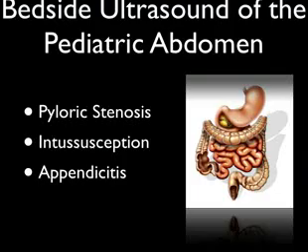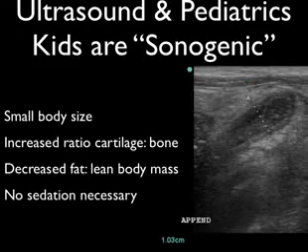So I'm going to go through how we can use it in the pediatric abdomen now in terms of 3 potential diagnoses: pyloric stenosis, intussusception, and appendicitis. It turns out that ultrasound and kids are good matches for one another. Kids are very what I call sonogenic, because they don't have a lot of fat, and they're small, so we can use higher frequency transducers. They have a lot of cartilage compared to the amount of ossified bone, and ultrasound goes right through cartilage very easily. Once the bones get ossified and very dense, the sound gets reflected. So kids have lots of cartilage, which is nice for ultrasound.